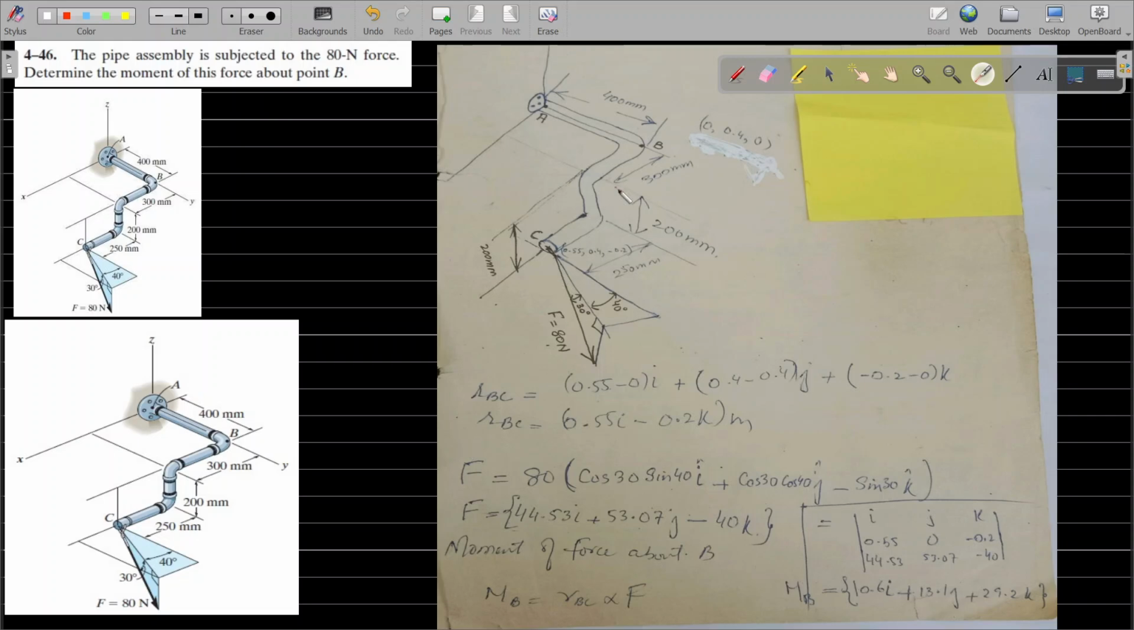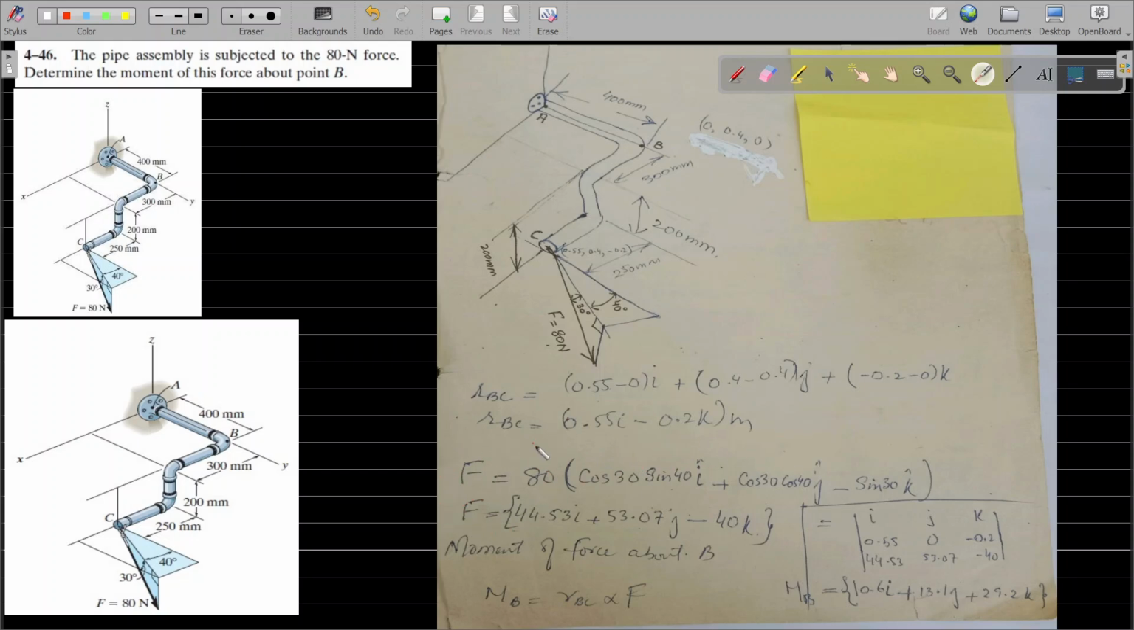We have the coordinates of B and the coordinates of C, so we can easily calculate our position vector RBC, which is the final coordinates of C minus the coordinates of point B: 0.55 minus 0 for I, 0.4 minus 0.4 for J, which is 0, and along the z-axis minus 0.2 K. So the position vector RBC will be 0.55 I minus 0.2 K meters.